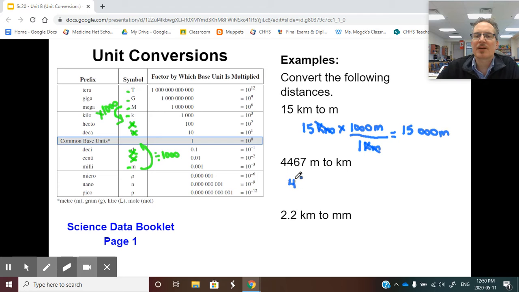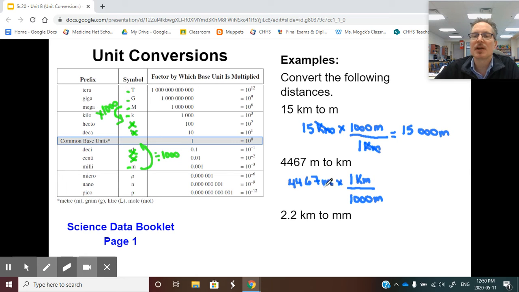Let's try another one. We have 4,467 meters. So we are going to go from here, base unit meters, up to kilometers. Every time we go up, we divide by 1,000. So we're going up one step. We'll prove it to ourselves. There's 1,000 meters in a kilometer. So since the unit I want to end with is kilometers, we're going to say 1 kilometer on top. Since I want to get rid of meters, I need to put meters on the bottom. So top, bottom. So there are 1,000 meters in 1 kilometer.